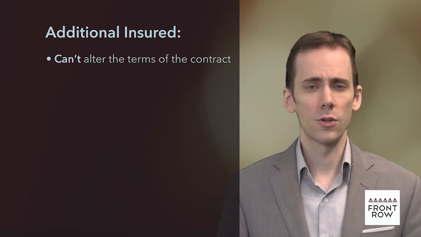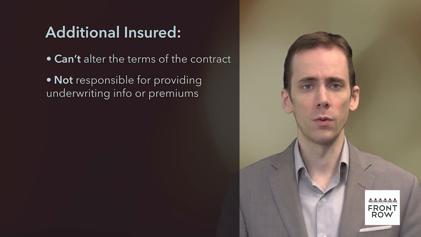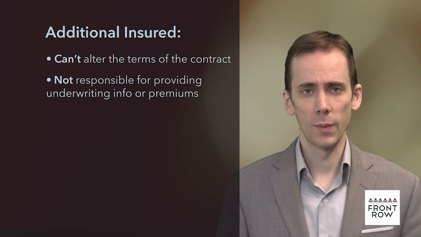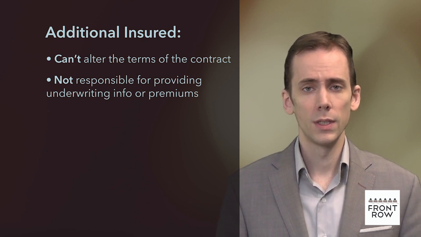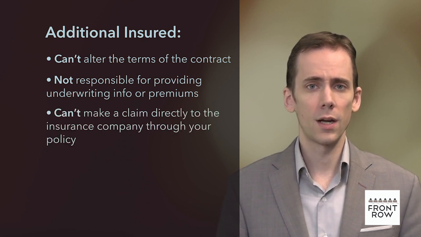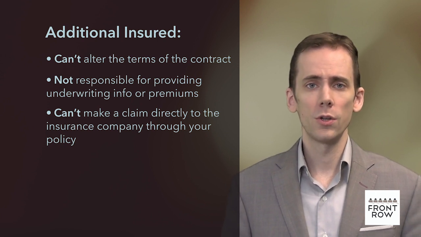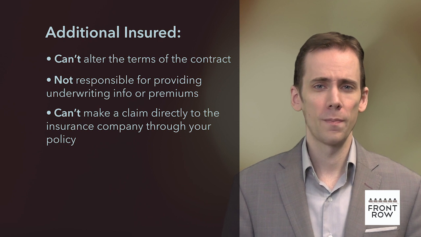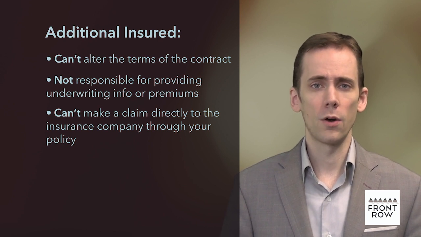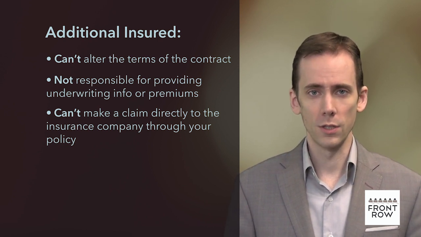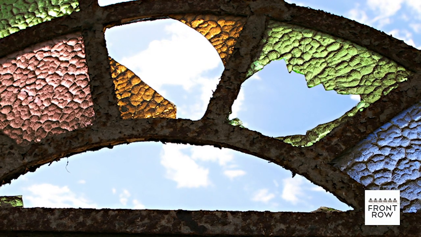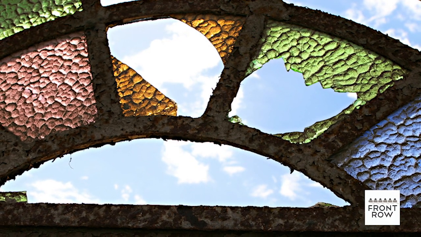Additional insureds do not have the same rights and responsibilities as a named insured. They can't alter the terms of the contract, and they're not responsible for providing underwriting information or paying premiums. Importantly, they also cannot make a claim directly to the insurance company through your policy. You still need to submit the claim on their behalf. Otherwise, they are afforded all the same coverages under your policy as you are. Let's look at a few examples to see how this works in practice.